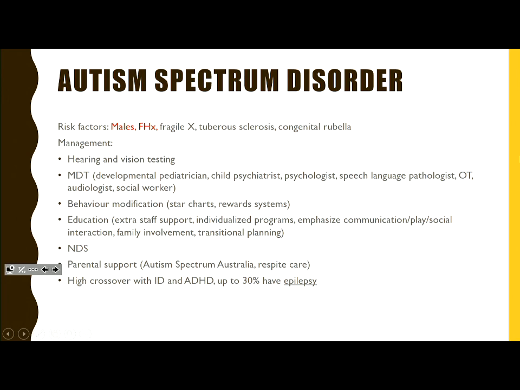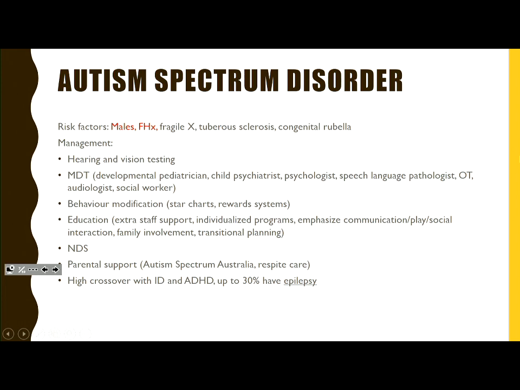Behaviour modification is very useful, so having reward systems. This is to help them with certain things they struggle with, to encourage them to do those things, and then they get prizes. Education, either in a special school or with extra help in a regular school. You want a personalised program that really focuses on the socialising and things that they struggle with. And you really want to involve the family in this too, because you need to be working on this in all aspects of their life.